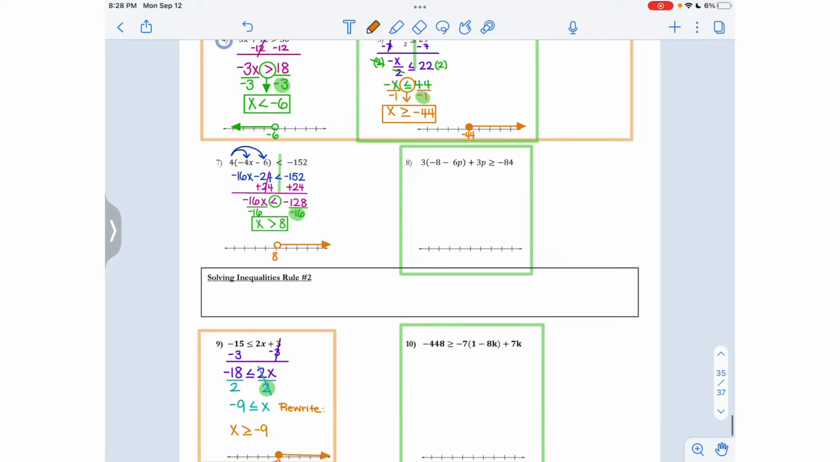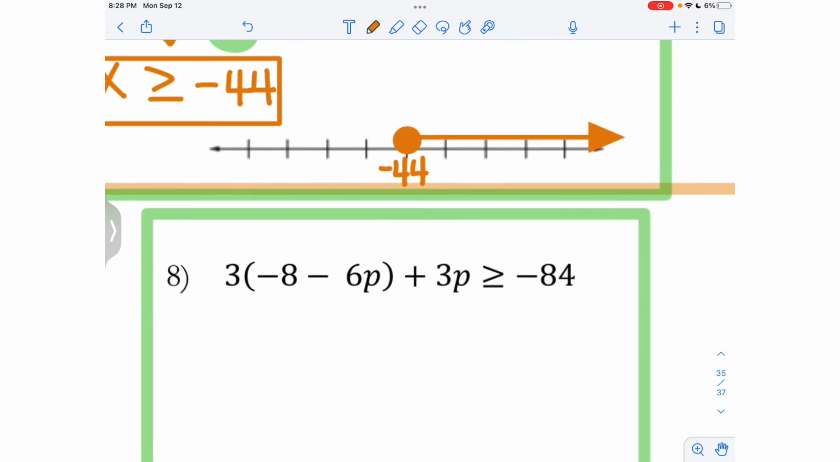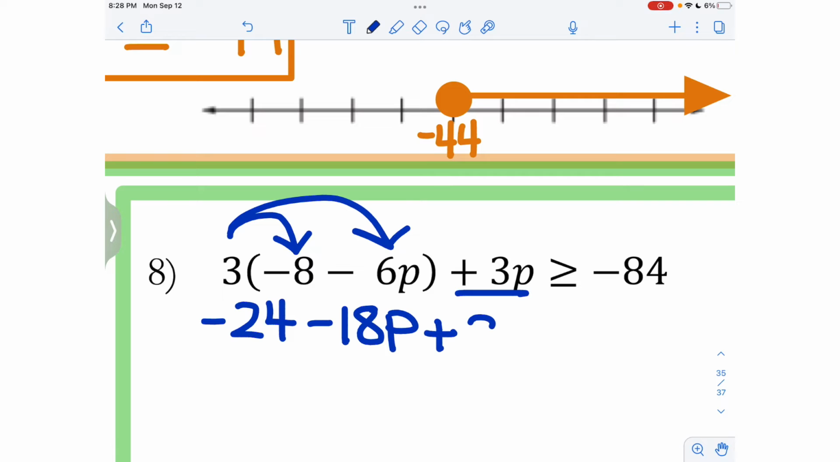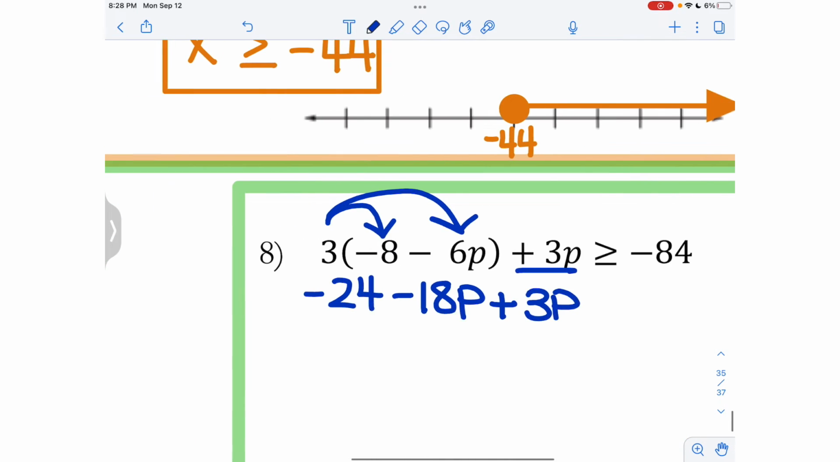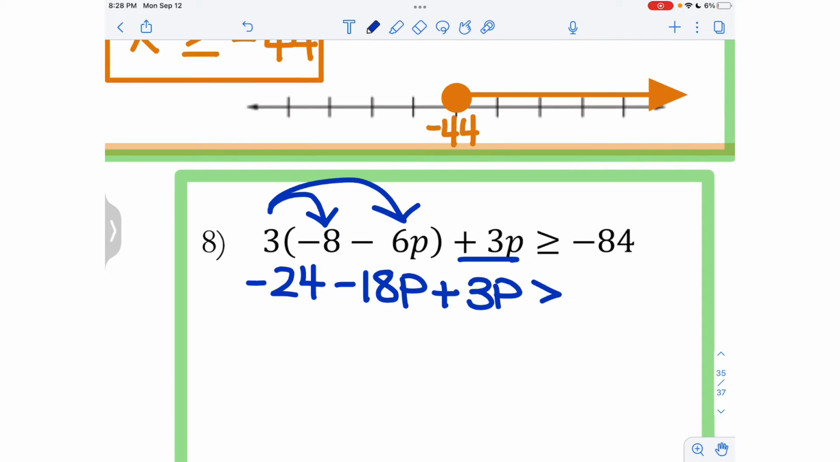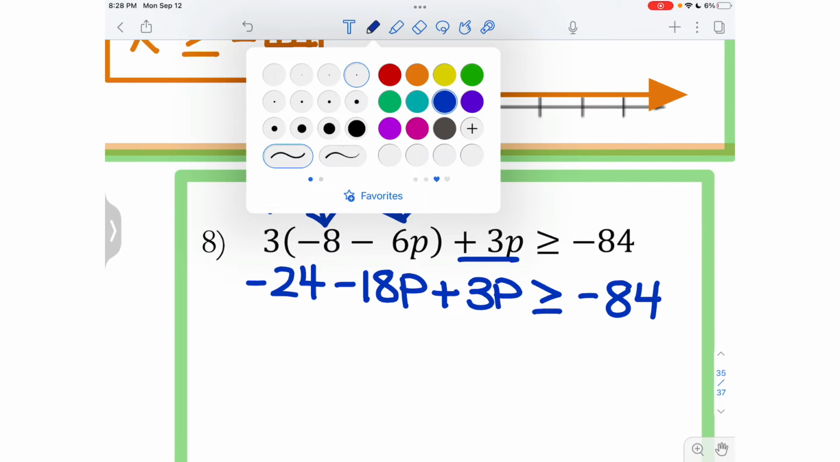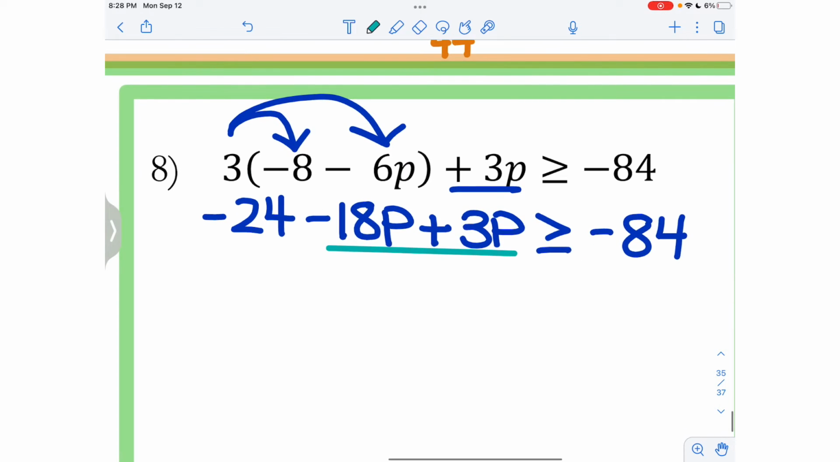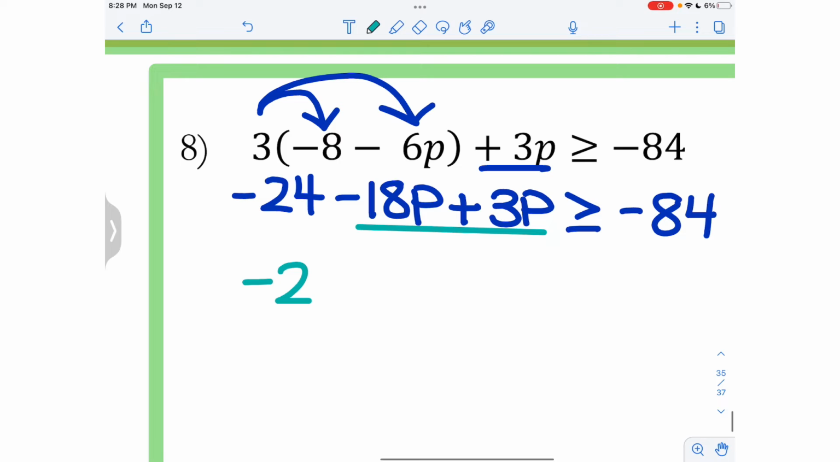So I would like to do a few more problems. I'm moving on to number 8. This is just a more complicated problem, but it's the same story. We are distributing this 3, which gives me negative 24 minus 18p, and then I'm dropping down this plus 3p. It's not in the parentheses, so I don't distribute to it. Greater than or equal to negative 84. All right, combining like terms. These p's are both on the same side, so I just combine them normally.